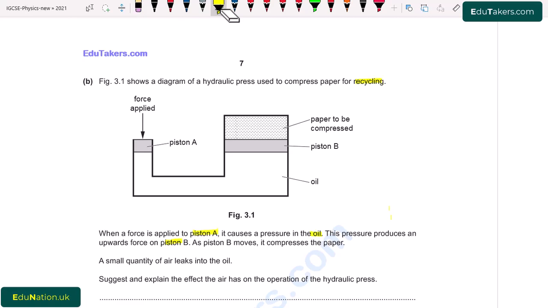So in figure 3.1 you can see that there are two pistons, A and B. This is piston A and this is piston B. We apply a force on piston A, due to which this piston moves downward and the volume here decreases. So I write here, volume decreases. While this volume decreases, the pressure on piston B increases and this piston moves upward, and there is paper in this section due to which the paper is compressed.